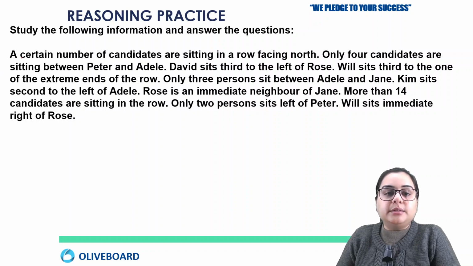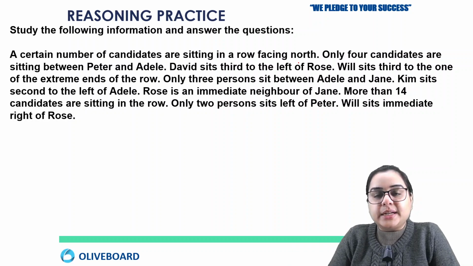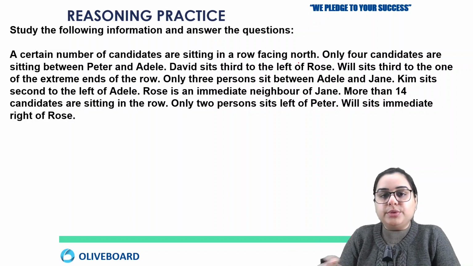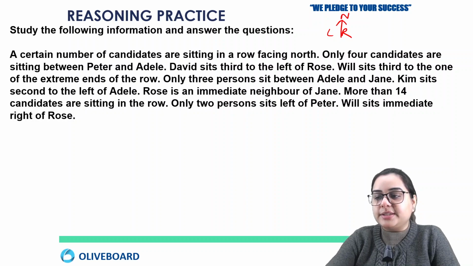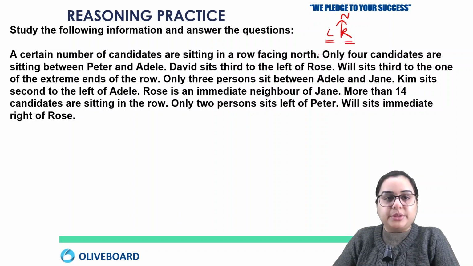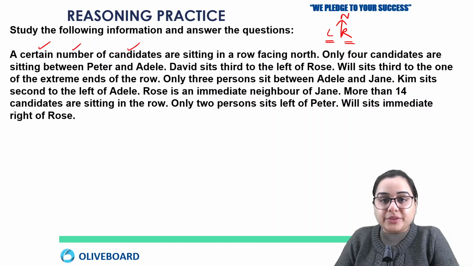Now a certain number of candidates are sitting in a row facing north. Only 4 candidates are sitting between Peter and Adele. And one more thing, all of the persons are facing north, so that suggests that left will be here and right will be here. And a certain number of candidates suggests we do not know the total number of candidates. So what should we do?